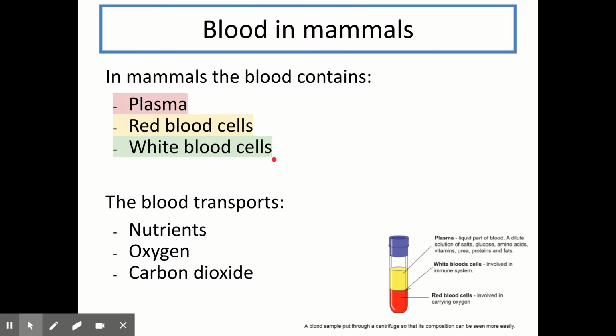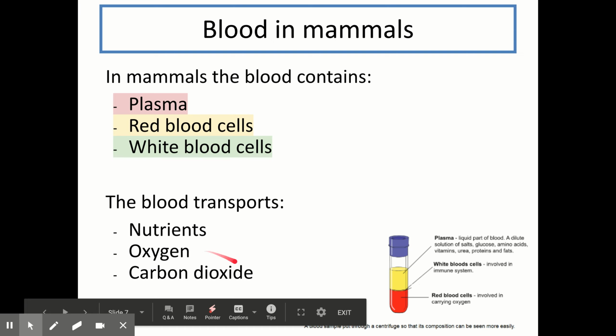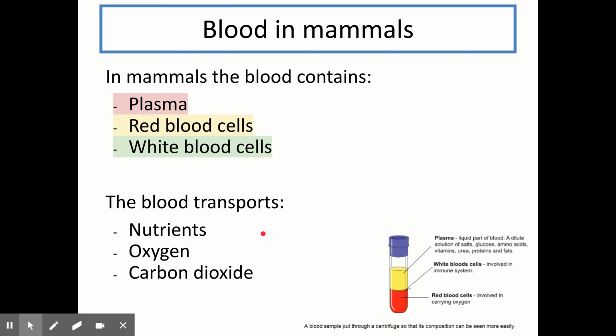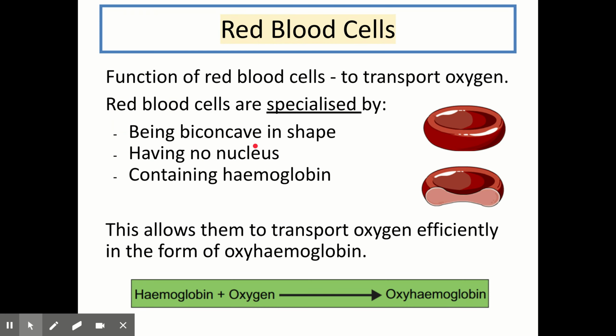So what's the function of the blood and why do mammals need it? Well, the blood transports three really important things that our body needs our cells to either gain or get rid of. And these are nutrients, oxygen, and carbon dioxide. Now we're going to focus on the two types of blood cells. So these two here, we don't really focus on plasma now, and we're going to look at these one after the other in more detail. So firstly, we're going to focus on red blood cells.